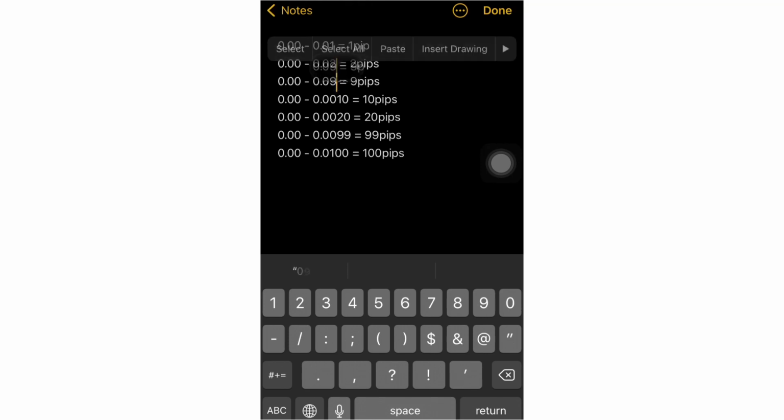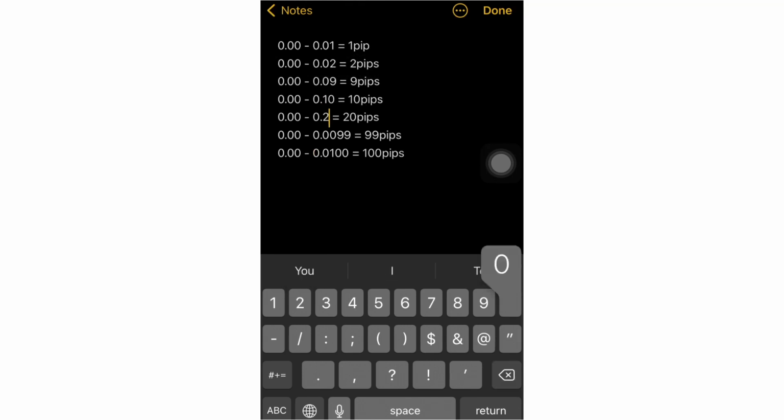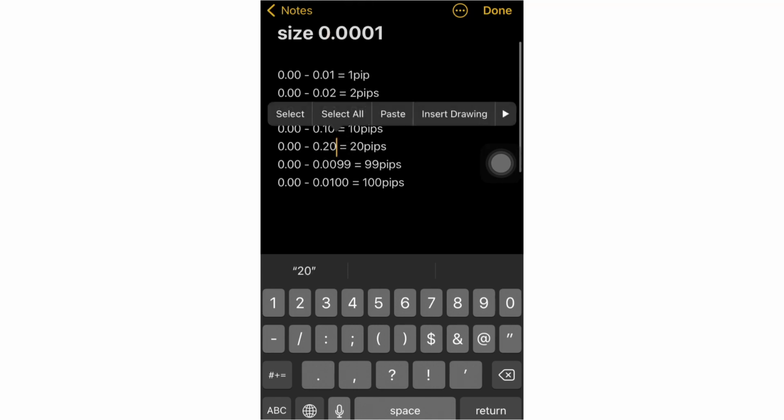So 10 pips, definitely, it's going to go out of the 2 zeros here, like this. This is 10 pips, right? And when you see this, this is going to be 20 pips. Hold on, as I'm breaking all this down for you guys.